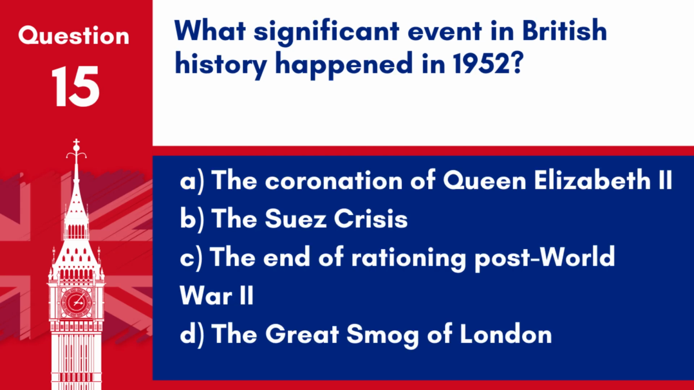Question 15. What significant event in British history happened in 1952? A. The coronation of Queen Elizabeth II. B. The Suez Crisis. C. The end of rationing post-World War II. D. The Great Smog of London. Answer: A. The coronation of Queen Elizabeth II. In 1952, Queen Elizabeth II ascended to the throne, marking the beginning of her reign.